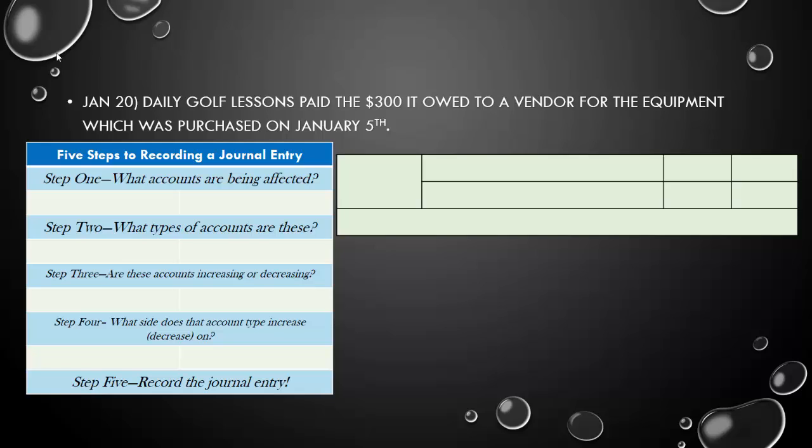One of the accounts going to be affected is the fact that we no longer owe that money to someone. We're not liable to pay as much money to people outside of our business.